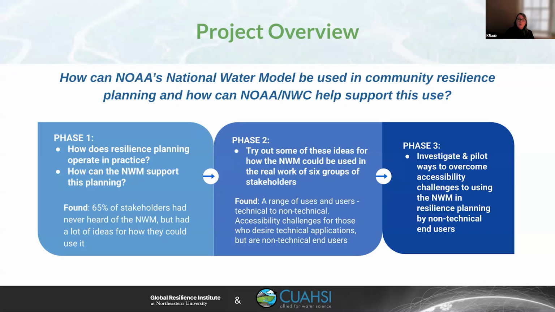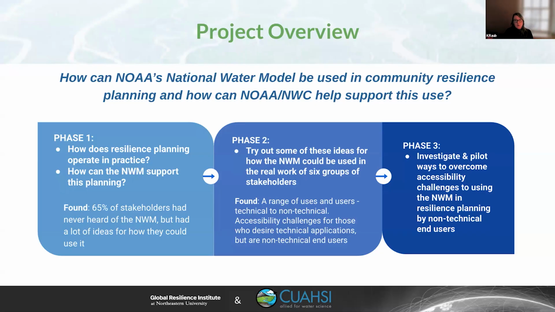And the biggest thing we found in the second phase was that there's a whole range of folks who want to use the data, from folks that have absolutely no hydrology or GIS technical experience to those that very much do and are technical experts. And then a whole bunch of intended uses, meaning some folks didn't even really want to work with the National Water Model at all. They just wanted to use it to start conversations. That's a very non-technical example.